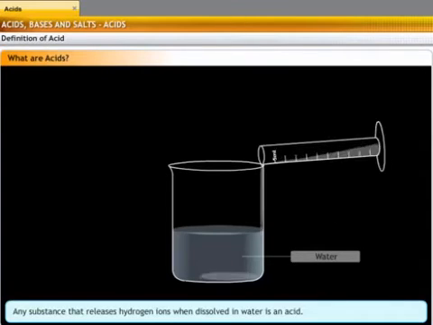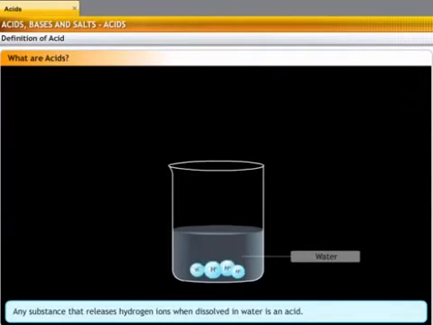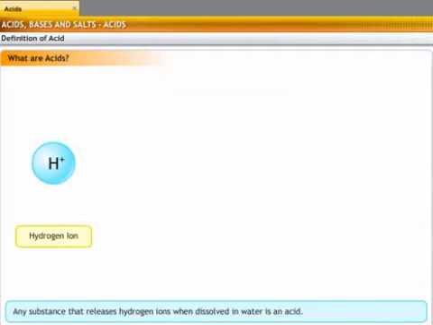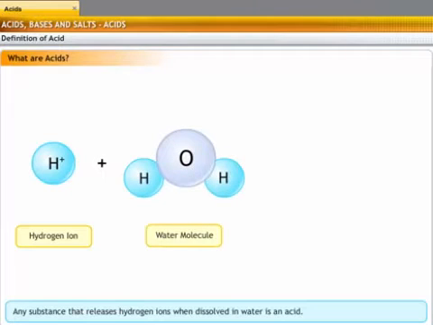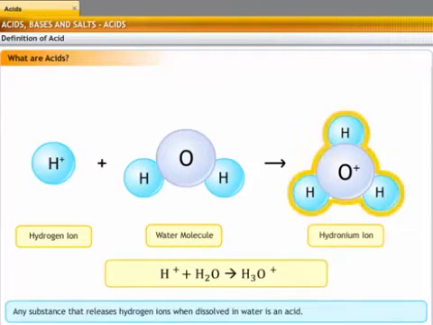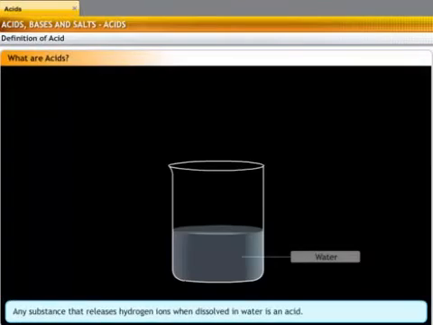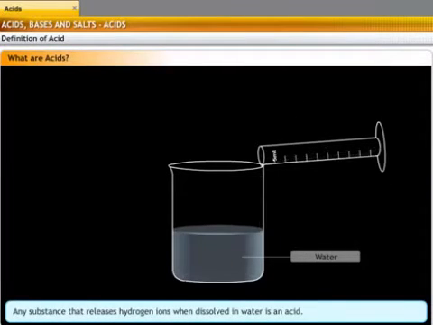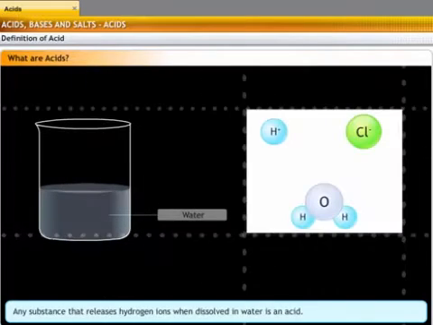Any substance that releases hydrogen ions when dissolved in water is an acid. A hydrogen ion cannot exist on its own, so it combines with a water molecule to form a hydronium ion. For example, hydrochloric acid when dissolved in water liberates a hydrogen ion and a chloride ion. The hydrogen ion combines with water to form a hydronium ion.